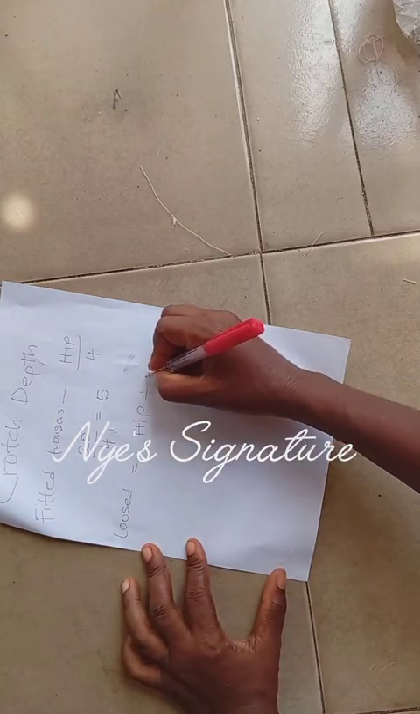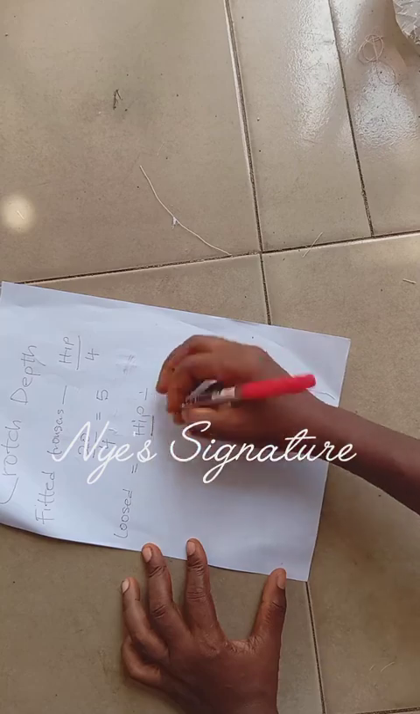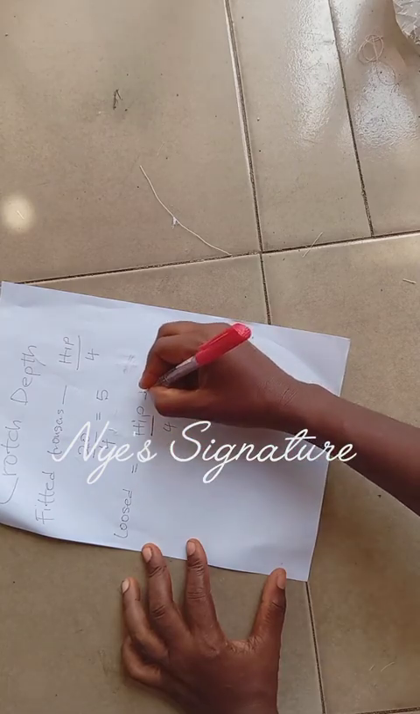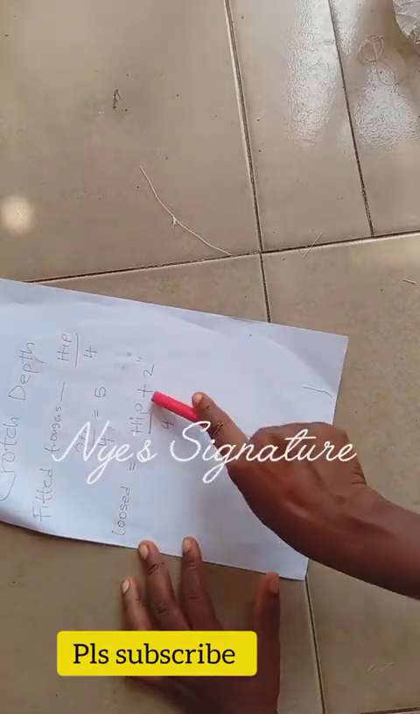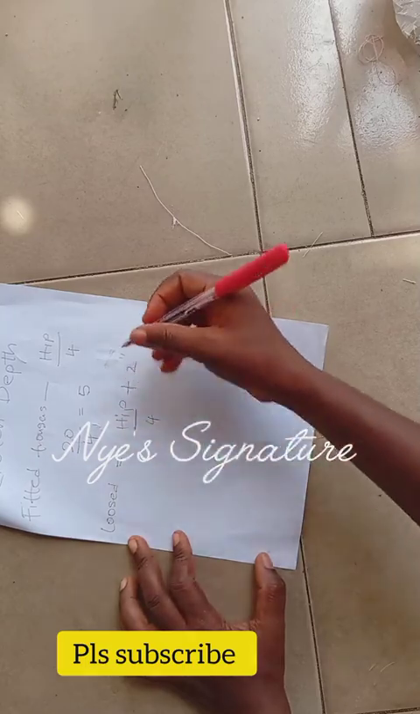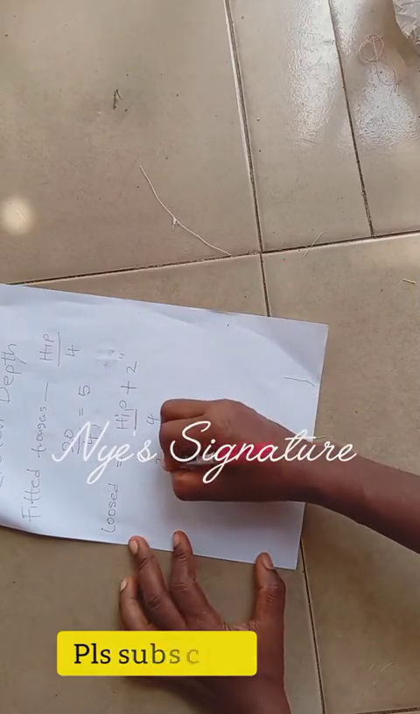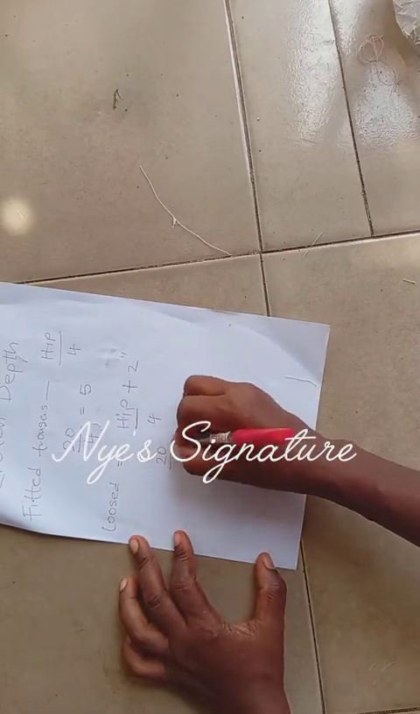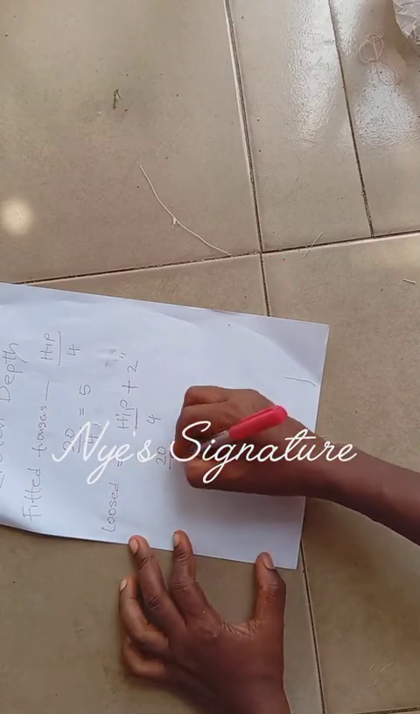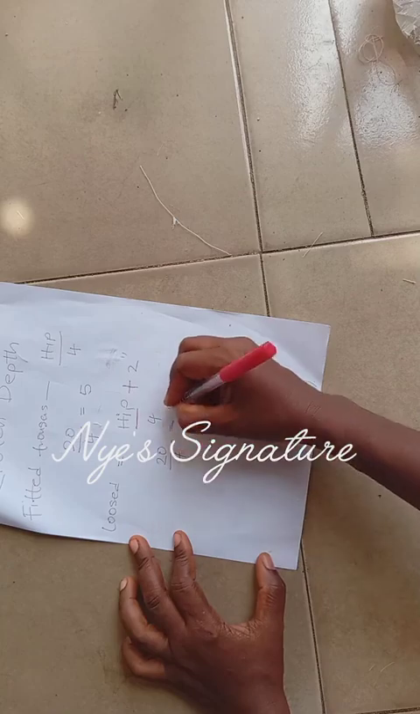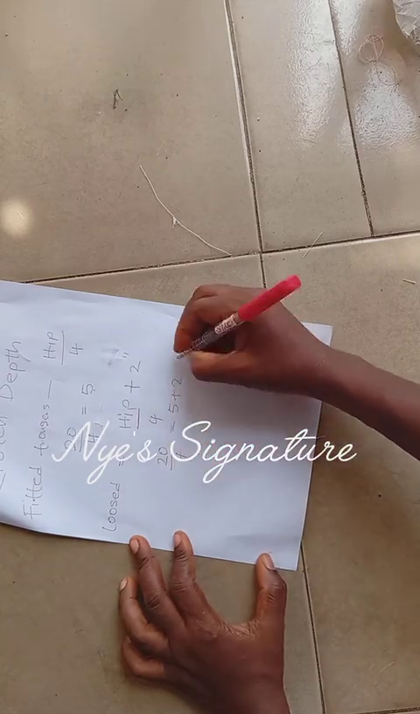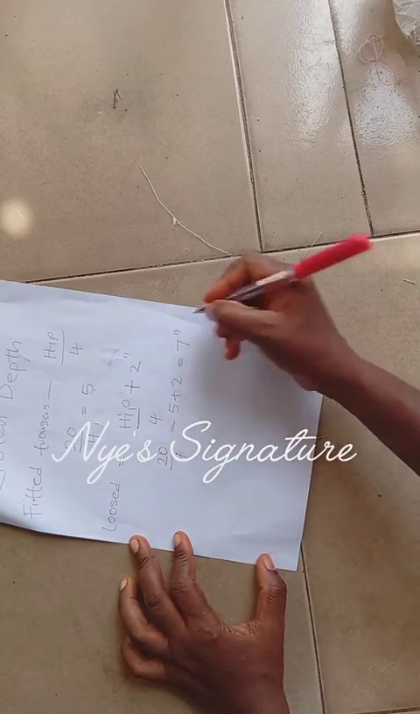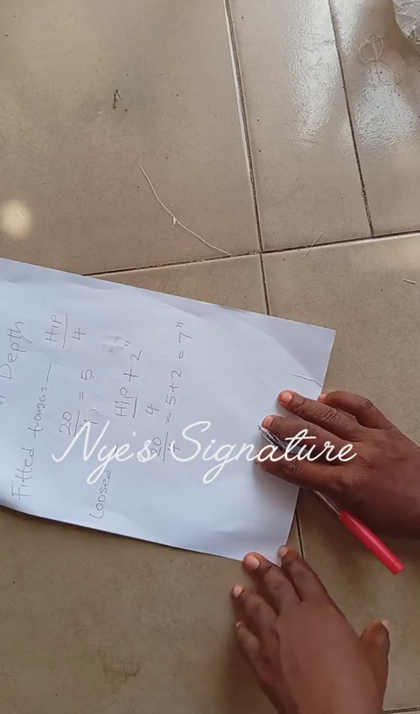The formula for loose trousers to get the crotch depth is hip divided by 4 plus 2 inches. So I'll go with the normal hip circumference that I used, which is 20 inches. You divide it by 4, and it gave us 5. So we're going to add the 2 to it. So the crotch depth for your loose trouser is 7 inches.